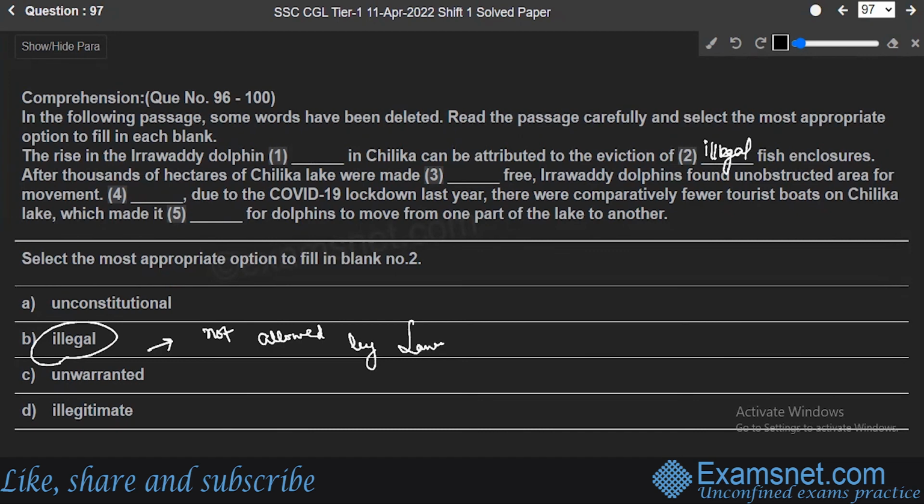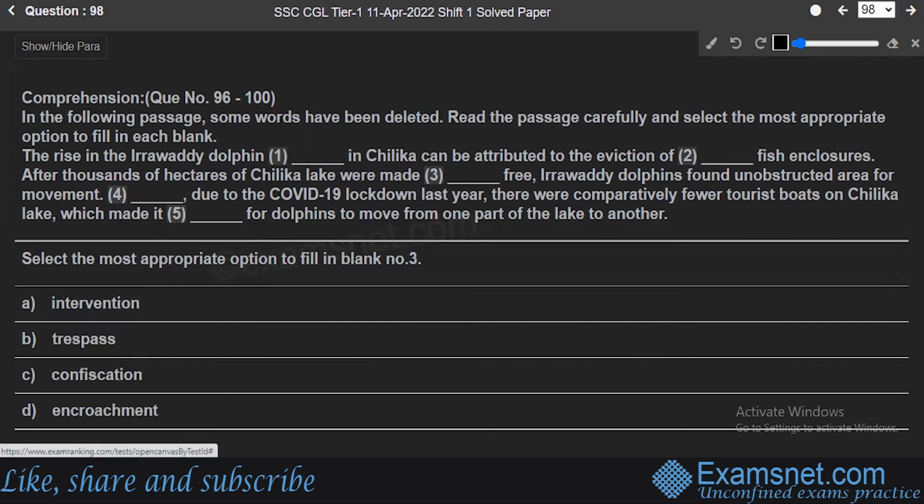Let's see the other option, unconstitutional. It means something not in accordance with the constitution. Unwarranted means not authorized or not justified. Illegitimate means born to parents who are not married to each other. So in this blank, it is option B, illegal, as the correct answer.